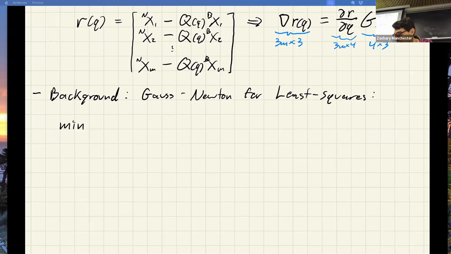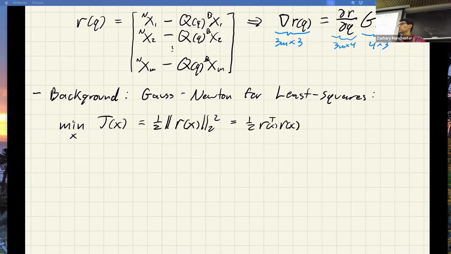All right, so generic least squares, it's min over some x of some cost function, which is minimizing the 2-norm of this residual vector squared, which is where the least squares comes from, which is equivalent to R transpose R.